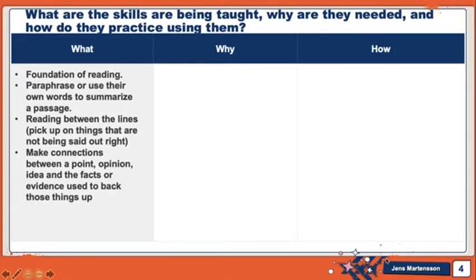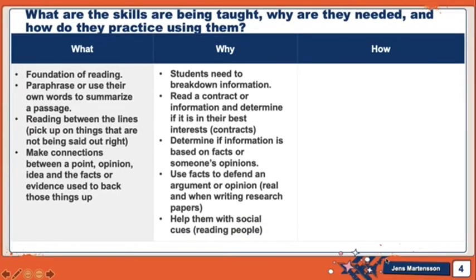Why is this standard important? Students need to break down information. In order for them to understand what they're reading, they should be able to say what the text is saying in their own words. That shows teachers that they know what the text is about. They understand the content in the text.